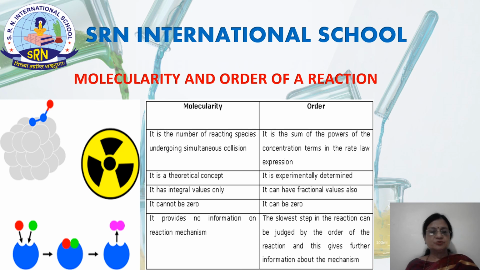Molecularity provides no information on reaction mechanism, whereas order can tell us about the reaction mechanism, because when a reaction happens in various steps, the slowest step in the reaction is called the rate determining step, and it can be judged by the order of the reaction, and this gives further information about the mechanism.